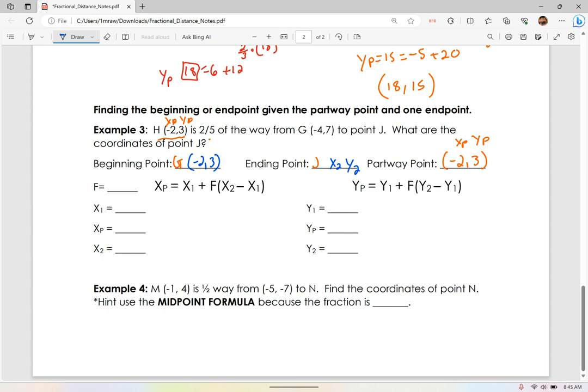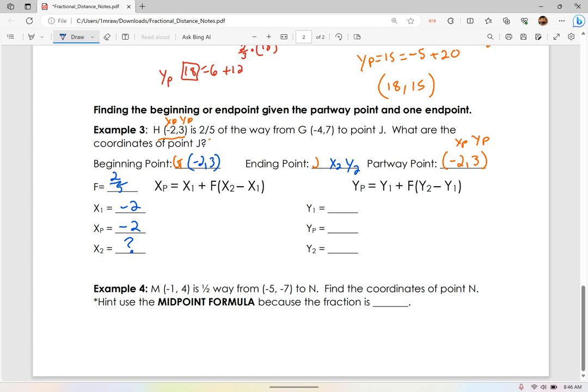Sorry about that. So then you just kind of work backwards, right? Looking for what you're missing. Okay, right? Our fractional distance is 2/5, right? Our x1 is going to be -2. Xp, that's what we have, right? That's also -2. And our x2 is what we're looking for. This is going to be our variable, right? That's going to be our unknown.